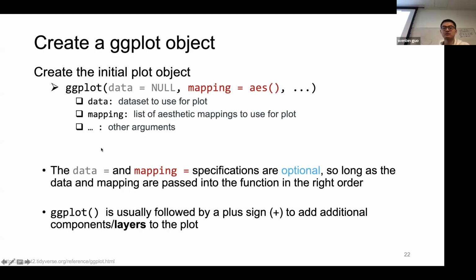Usually after you call the ggplot function, it is followed by a plus sign and the additional components, which we sometimes call layers, added to the plot. As I said before, a layer can be the geometry, like how you want to represent your data.